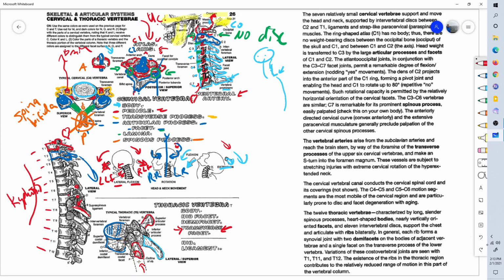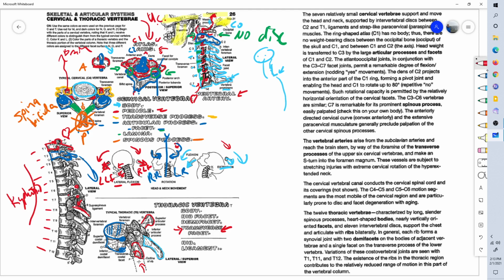Now this right here on the vertebral body, the posterior lateral vertebral body, is called the demifacet. Demi kind of means half. Here's another demifacet for the articulation below, for the next rib below.